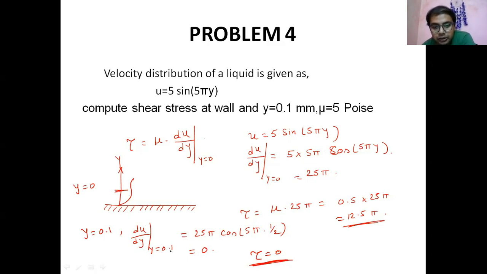Here 0.1 means 1 by 10, sorry, so pi by 2 it will come. Pi by 2, so that is also 0. So du/dy at y is equal to 0.1 will come as 0, because 0.5 pi will come as pi by 2. So this is one type of question. They give the velocity distribution and you are asked to find the shear stress at some corresponding points.